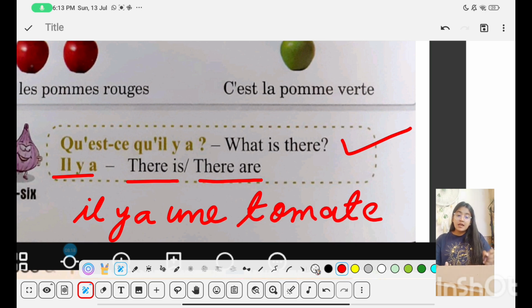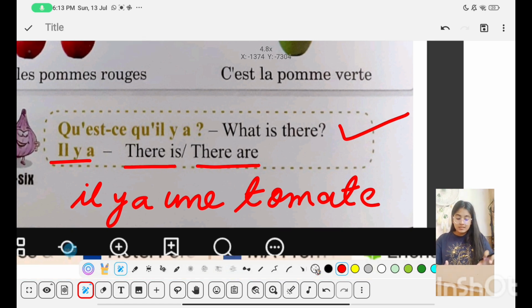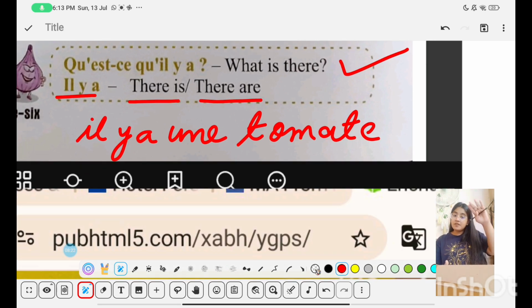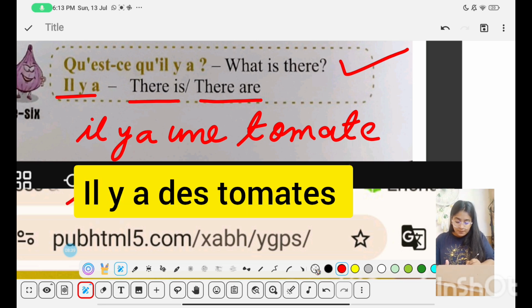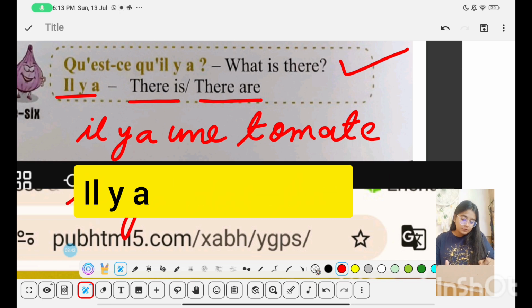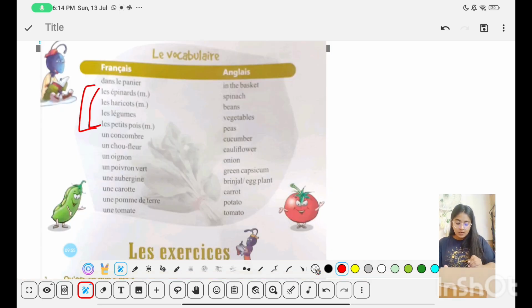And suppose there are more than one, so you will say similarly, like previously it was c'est for singular, ce sont for plural. Now here, il y a remains the same, only the article will change. So il y a, there is or there are, une tomate, because one tomato is there, more than one, des tomates. So il y a des tomates. This is the vocabulary box here.